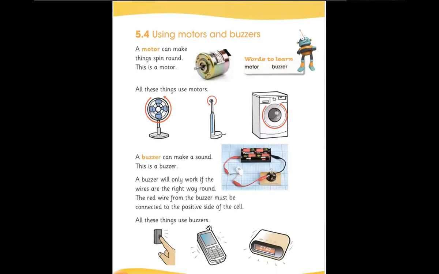All these things use buzzers. There is a bell, a doorbell. When someone comes to your house, he rings a bell, right? You hear a bell. That is a buzzer. In science, we say it is a buzzer because it makes sound and you understand that someone is at the door. So this is a buzzer. Phone. You know that a phone vibrates and makes sound. So how can it make sound? With the help of a buzzer, because there is a buzzer in the phone.